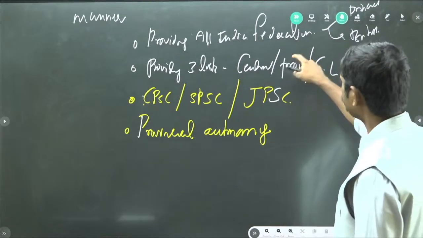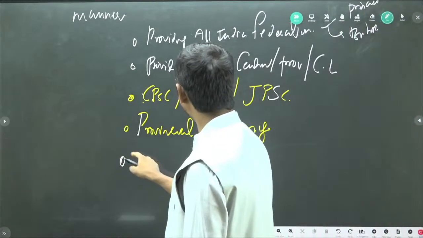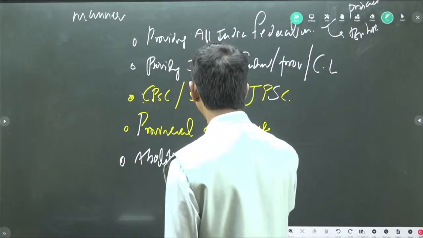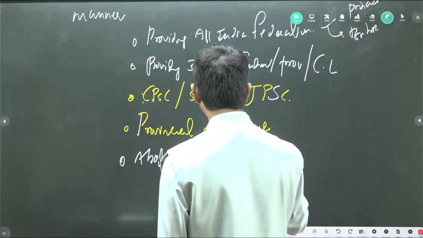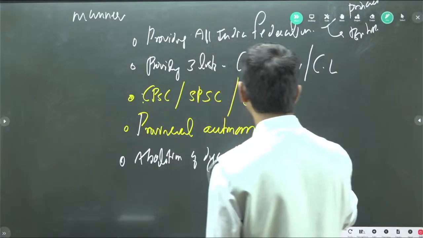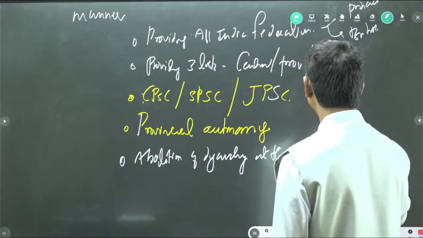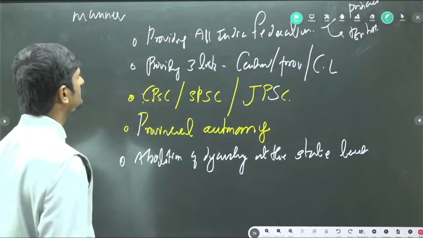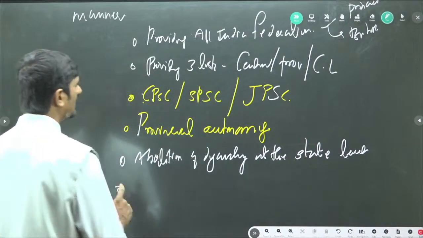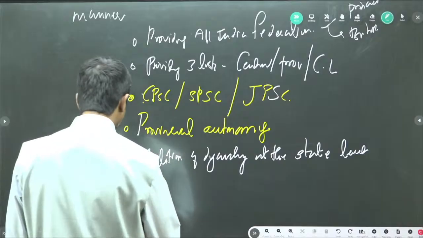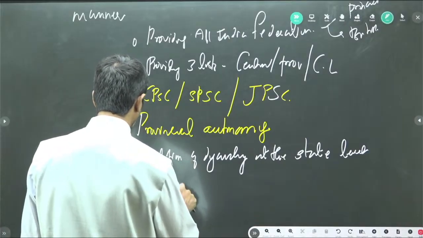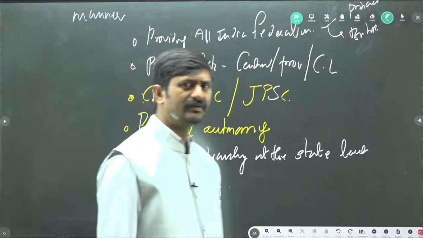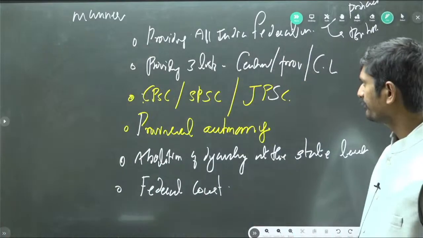Similarly, you are able to see abolition of diarchy at the state level. Okay. Then, in order to address the disputes between center and states, there was a provision for a federal court. There was a provision for a federal court, right?